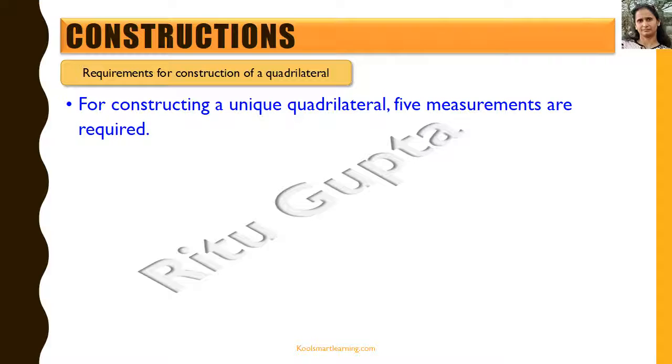When we are trying to construct a triangle, we know that three measurements, either the lengths of the sides or the angles, have to be given for us to be able to construct it. So a very obvious thing that comes to mind is that if a triangle needs 3 measurements, for a quadrilateral we may probably need 4 measurements. But that's not true. We'll need 5 measurements in the case of a quadrilateral. Now, why do we say that?